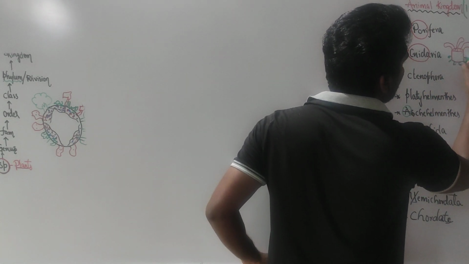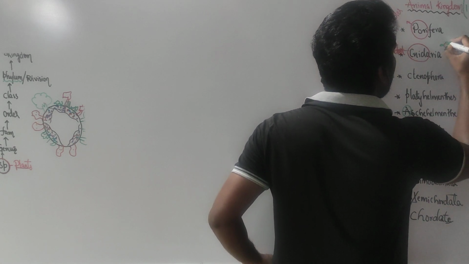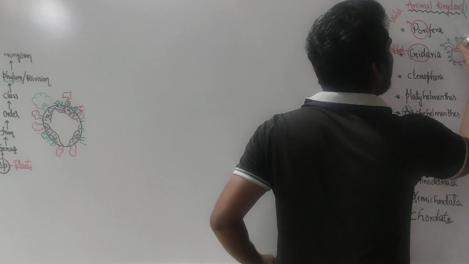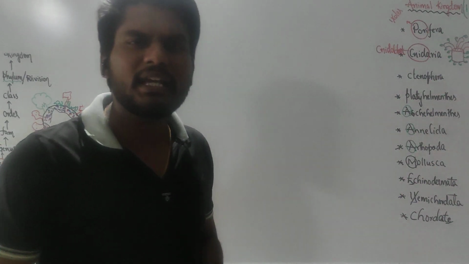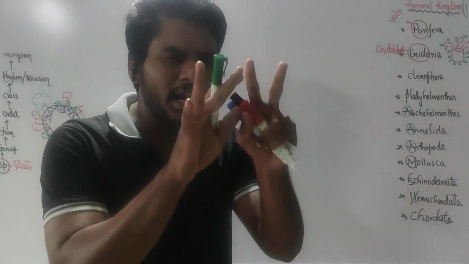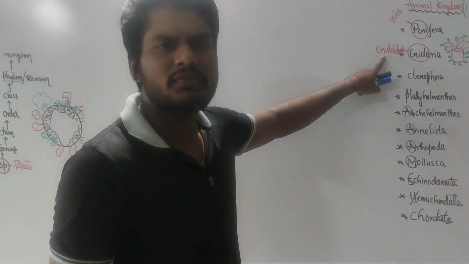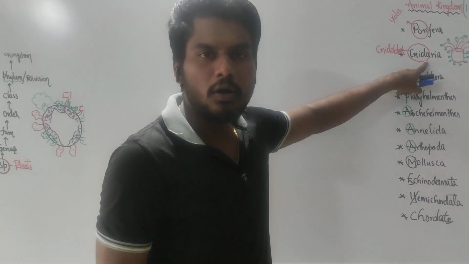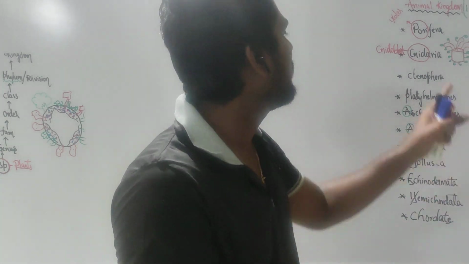The entire body of those animals has one specialized type of cell, like this. All those cells we call cnidoblast cells. The body of the organism and the tentacles are fully covered with these cells. Animals whose body has these specialized cells, we call them cnidoblast, so all of them are placed under the phylum Cnidaria.